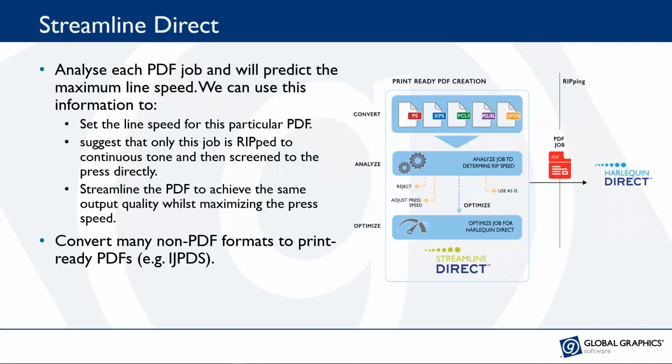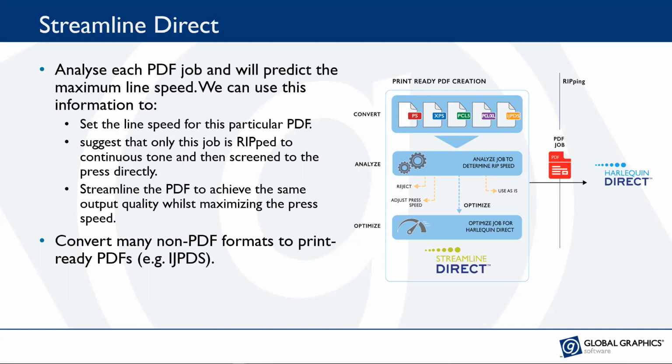Let's take a look at how this works. Streamline Direct is an optional component that can analyze a PDF's job structure and content using the result to predict the linear print speed achievable by Harlequin Direct. It uses intimate knowledge of the specific Harlequin Direct setup and PC to get an accurate prediction. If the predicted speed is lower than required, the press operator can do one of the following. So if the press supports it, they could slow down the press for that specific job.